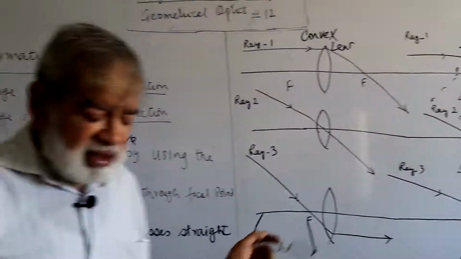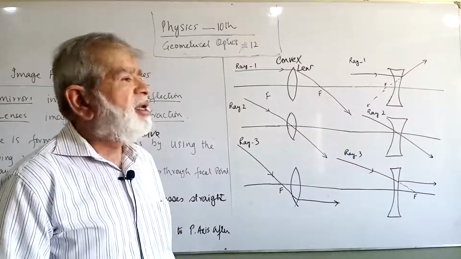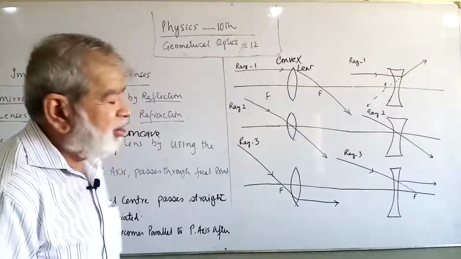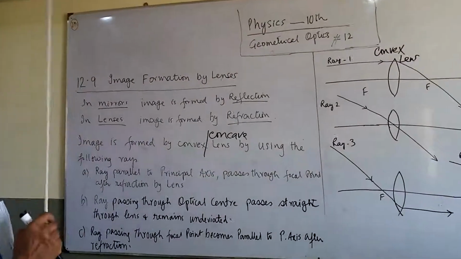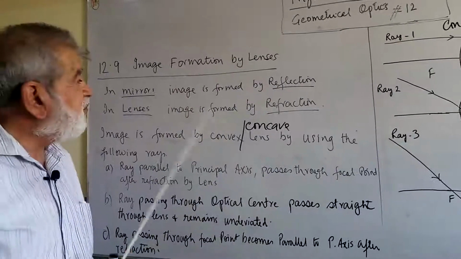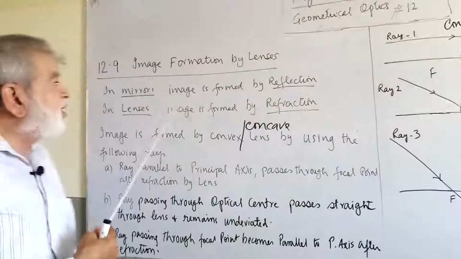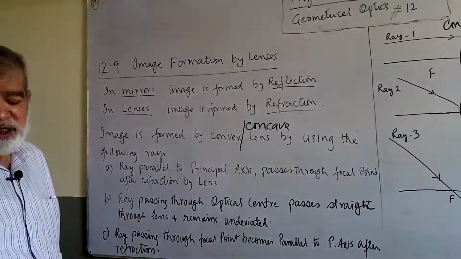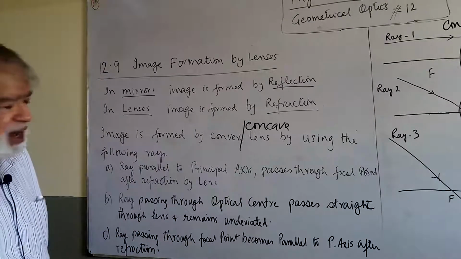So these are the rays that you will use for image formation in the case of a convex lens or a concave lens. I will recapitulate again for your convenience. You have to remember this if this question comes in the MCQs or in any other form: how is image formation taking place in the case of mirrors? You will say it takes place with the help of the phenomenon of reflection. And how does it take place in the case of lenses? You will say it takes place because of the phenomenon of refraction.